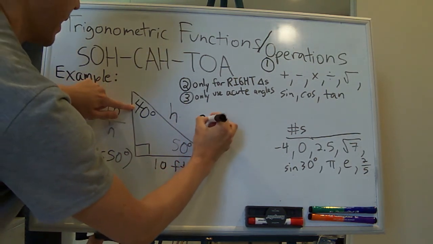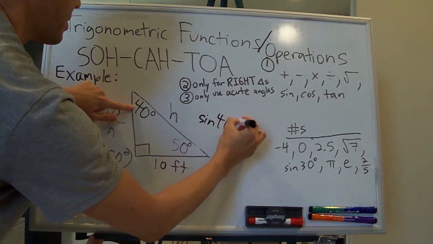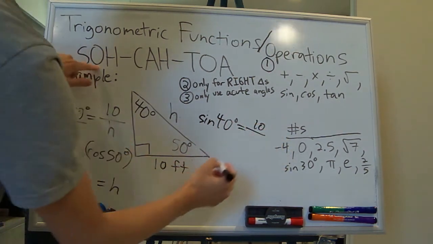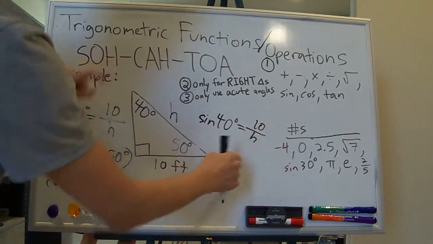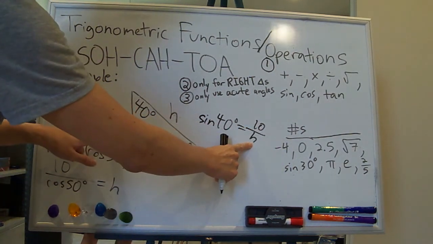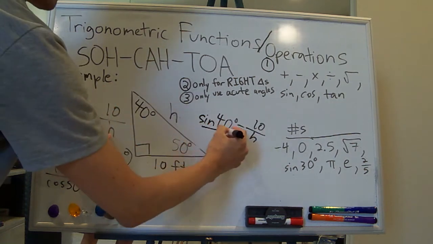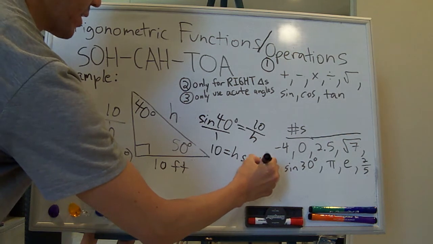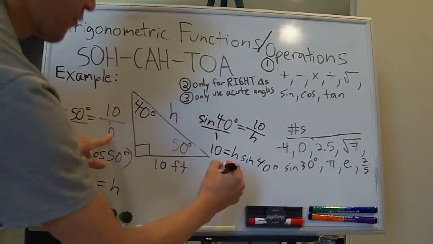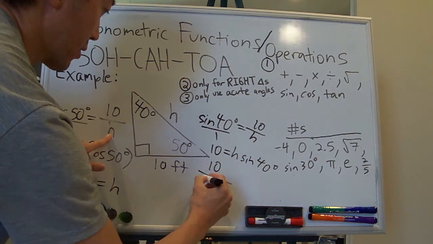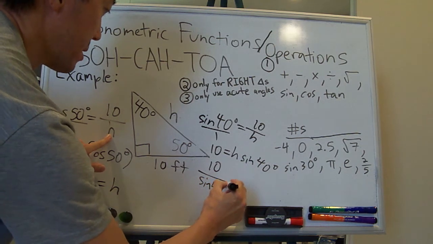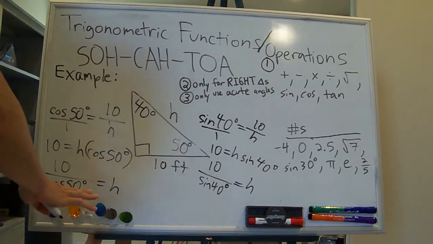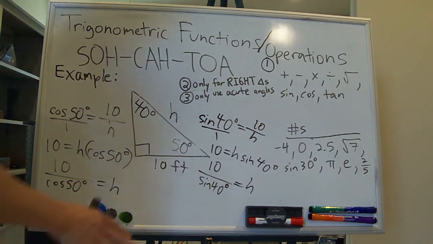So we get sine of 40 degrees equals the opposite side, which is going to be 10, over the hypotenuse, which is going to be h. Again, notice how that h is in the denominator, right? So cross multiply. So 10 equals h sine 40 degrees. Divide by sine 40, you get 10 over sine of 40 degrees equals h, and you're going to get the same answer you did over here. It's going to be about 15.6 feet.